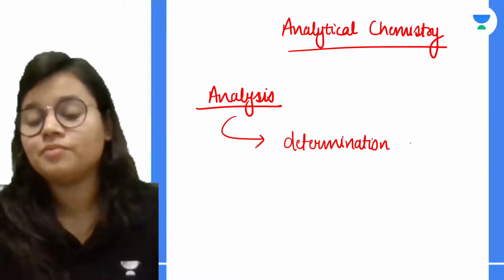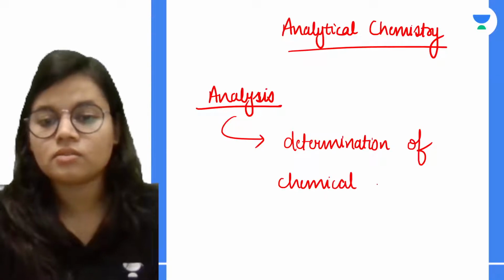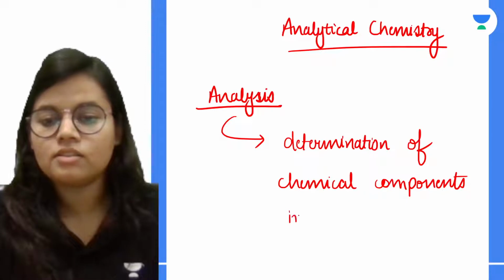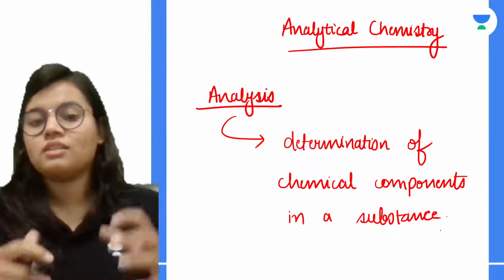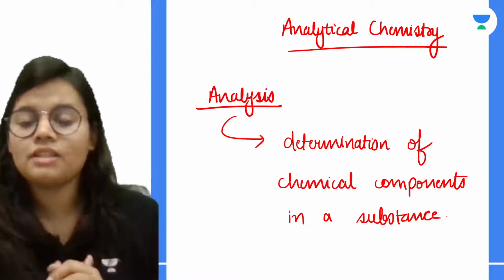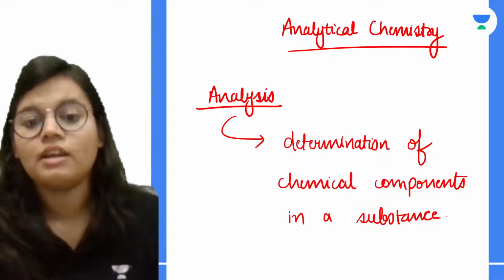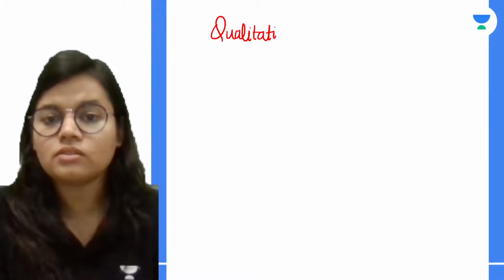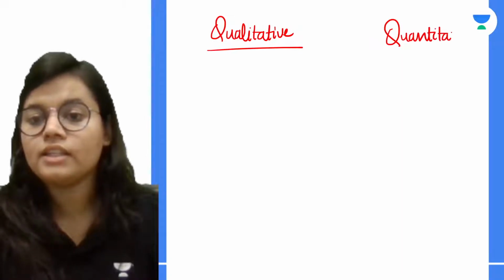chemical components in a substance. So whichever chemical components are present in a substance, when we determine it, we are said to be doing its analysis. This analysis is divided into two categories. First, it is qualitative, and second is quantitative.